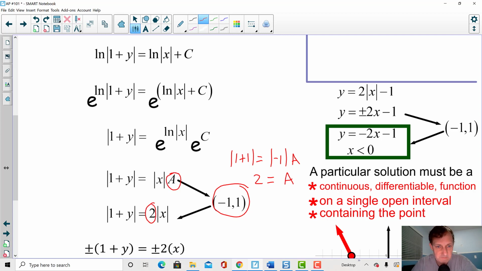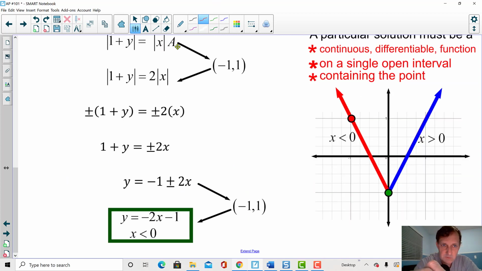So you can always solve for a right away, or you can solve for a later. That also really doesn't matter. All right, let's go ahead and scroll down. We just solved for the a and we got 2.